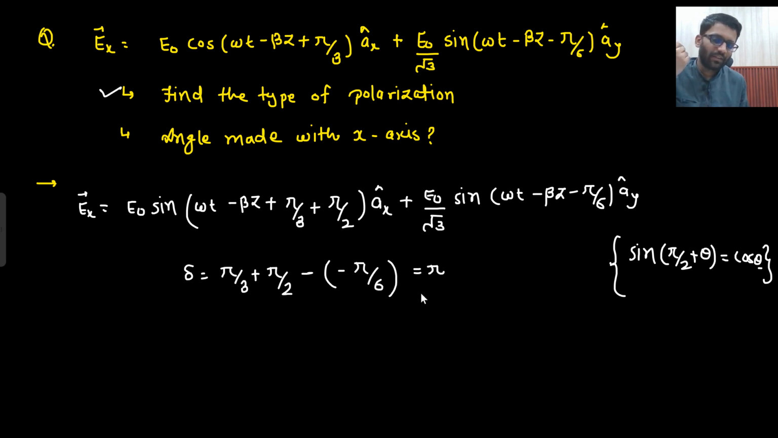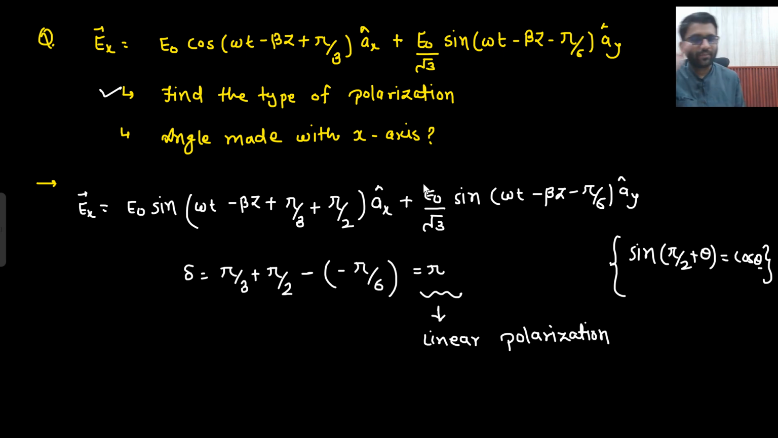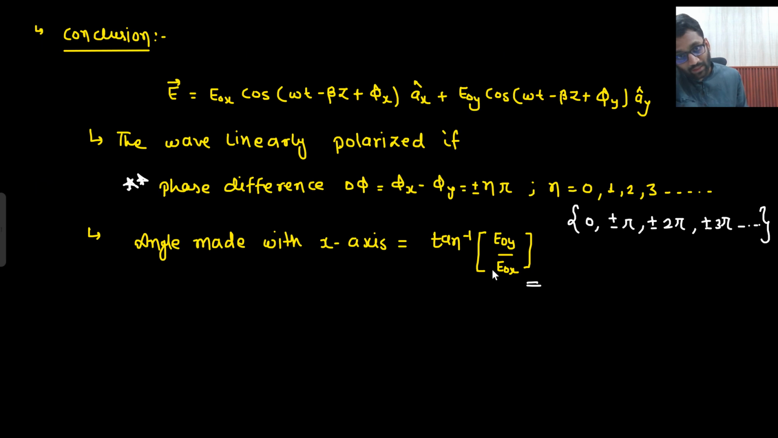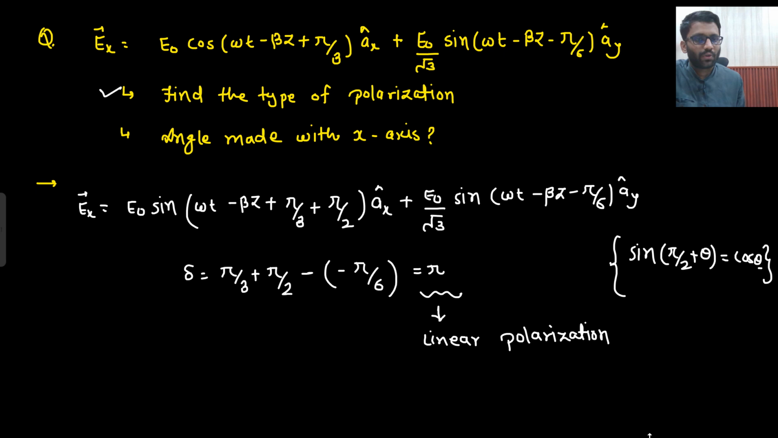The phase is pi. And if the phase is pi, that means certainly it is linear polarization. So that will be the answer to the first question, if they are only asking the type of polarization. But in the examination, if they are asking the angle made with x-axis, then I do not recommend applying this formula. I recommend drawing the geometry. So draw the geometry and then tell the answer. Okay.